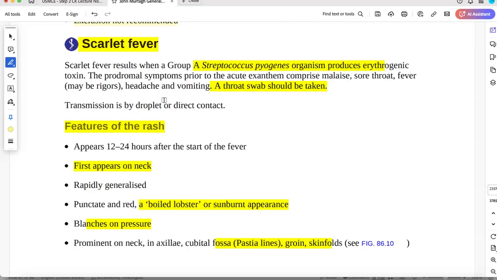This is Dr. Walid. This is from John Murtagh. We are actually going through John Murtagh at the moment, and John Murtagh is enough.